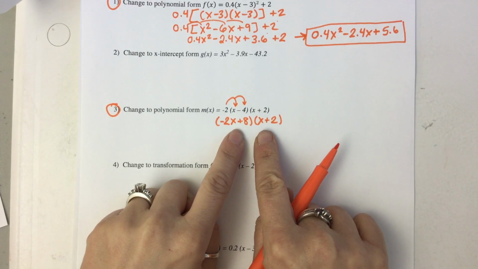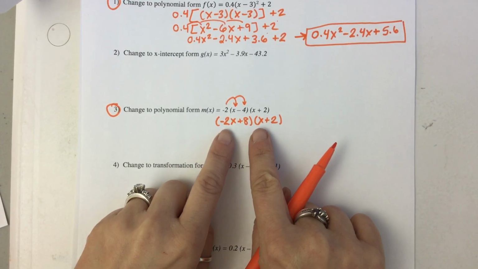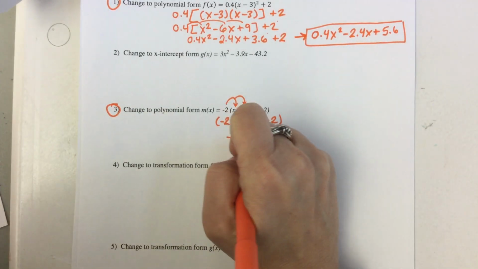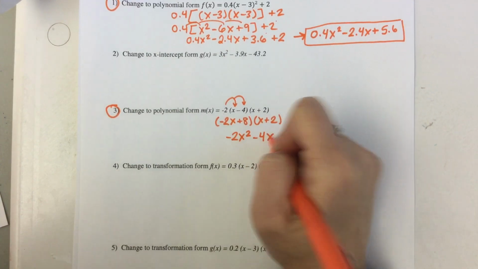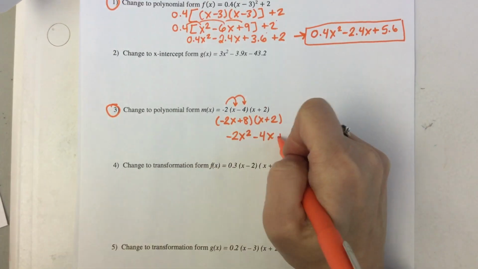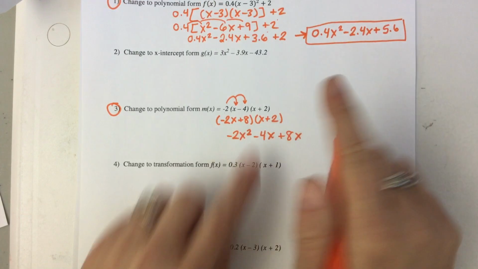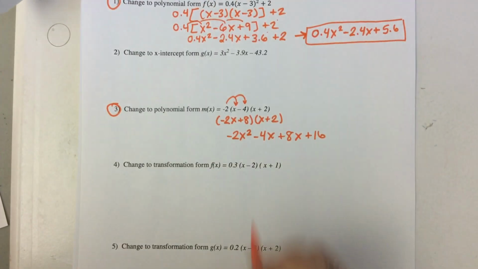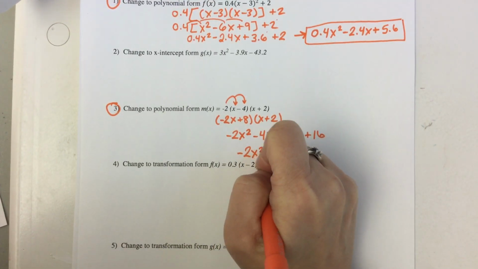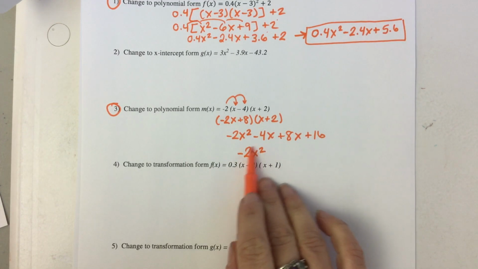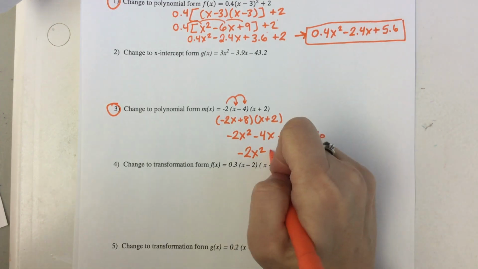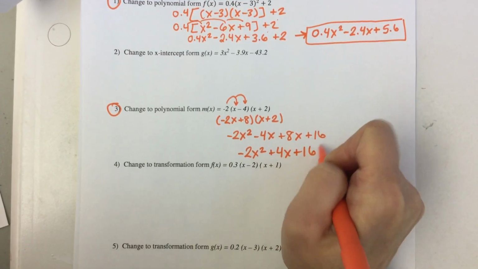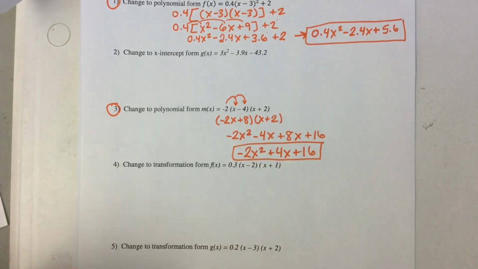Now I can FOIL this because it's 2 terms by 2 terms. Negative 2x times x is negative 2x squared. Negative 2x times 2 is negative 4x. Positive 8 times x is positive 8x. Positive 8 times 2 is 16. Combine the like terms. Make sure that you put it in the correct order. So my negative 2x squared comes first. Negative 4x plus 8x is a positive 4x, plus 16. So this was going from x-intercept form into polynomial form.